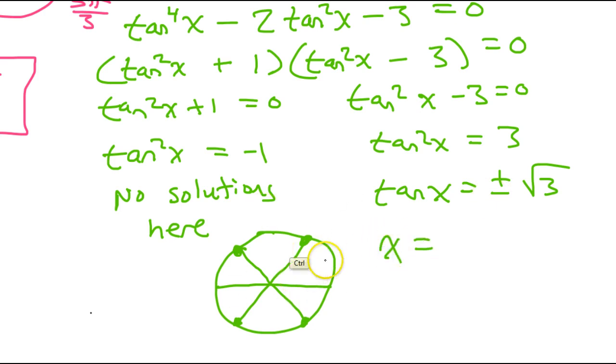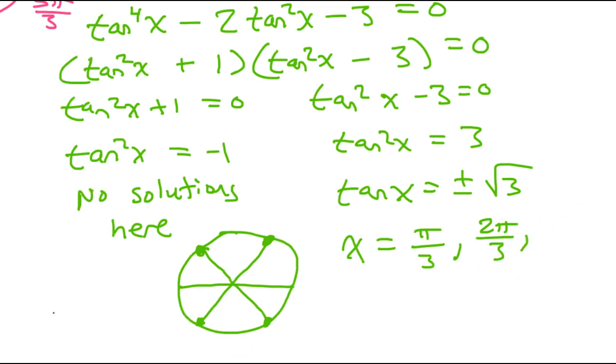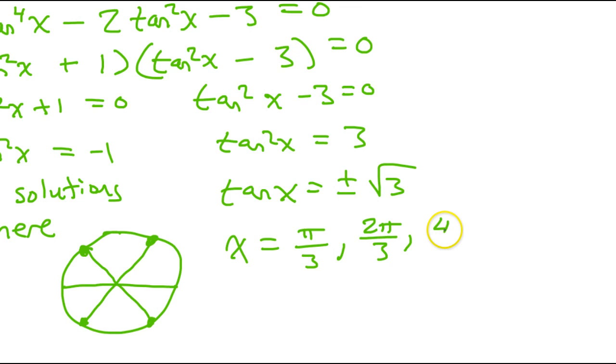Okay, so x equals. And the first one is pi over 3. The second one is 2 pi over 3. The next one is 4 pi over 3. And then the last one is 5 pi over 3.